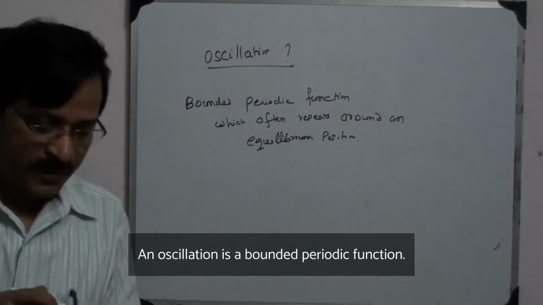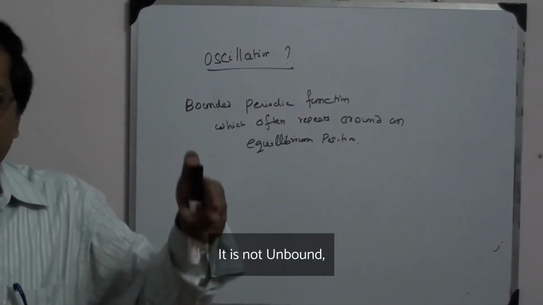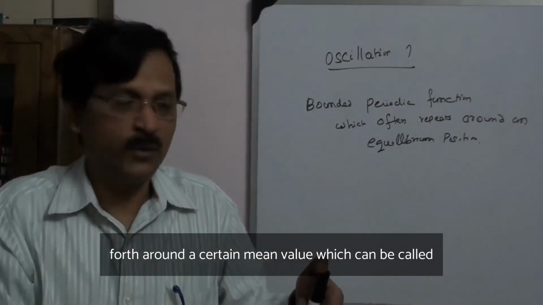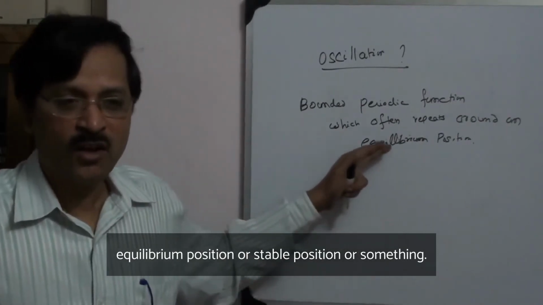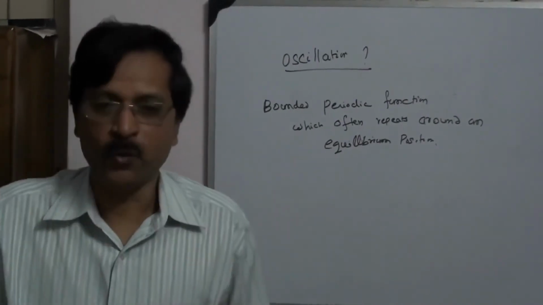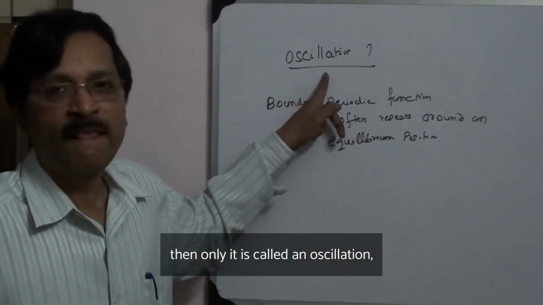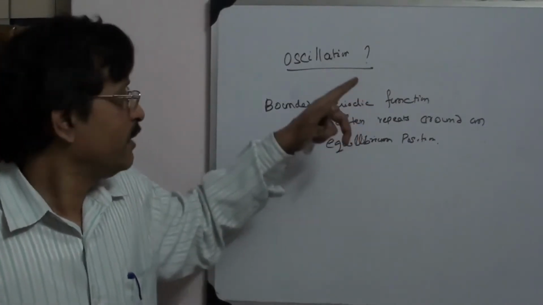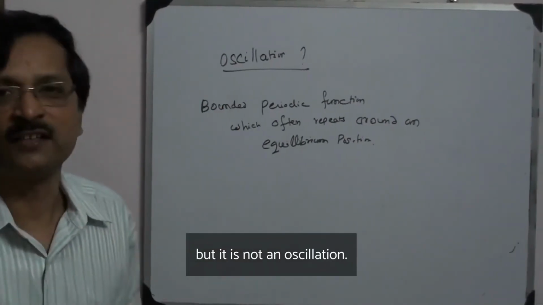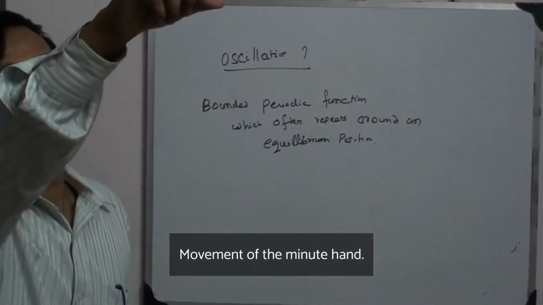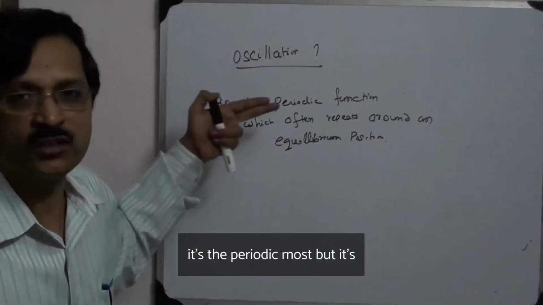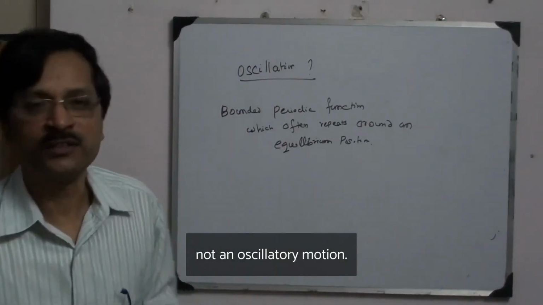An oscillation is a bounded periodic function. It is not unbound. It has a finite value and it moves back and forth around a certain mean value, which can be called equilibrium position or stable position. If it moves to and fro, back and forth, then only it is called an oscillation. Otherwise, a function may be periodic. For example, a circular motion is a periodic function, but it is not an oscillation. The movement of the minute hand or the second hand is a periodic motion, but it's not an oscillatory motion.